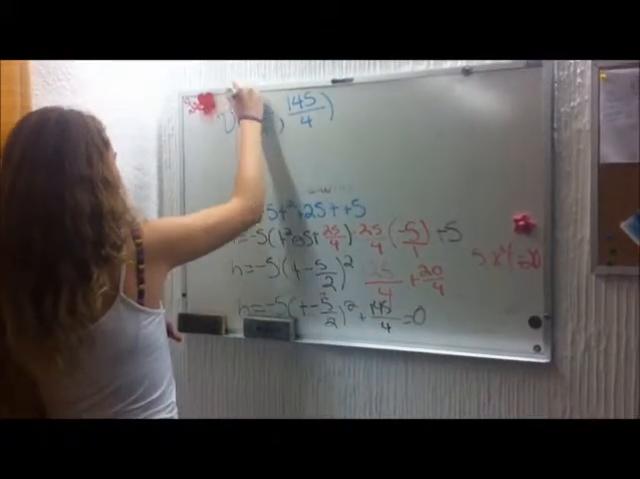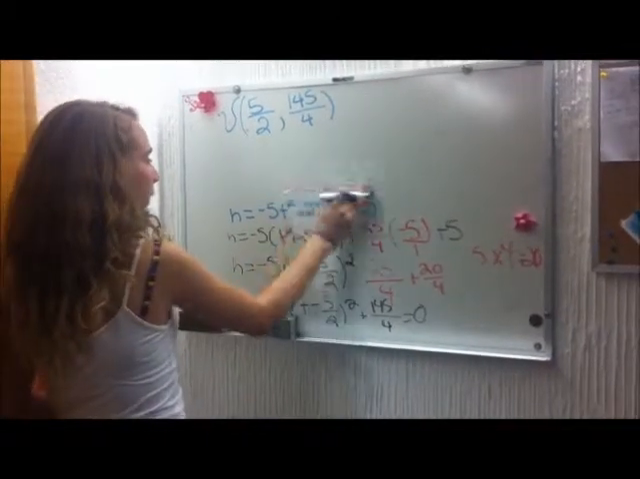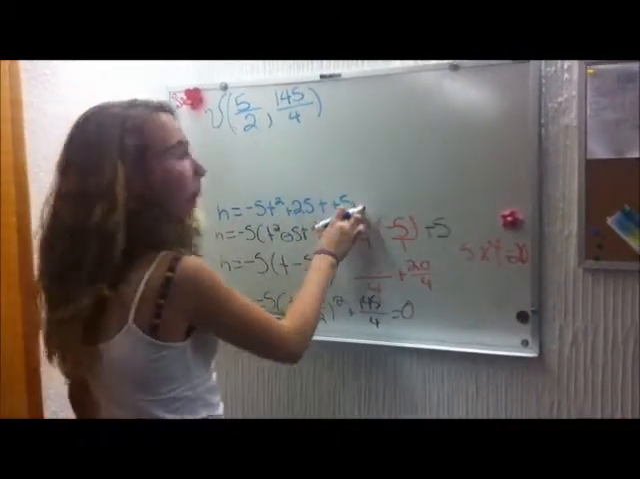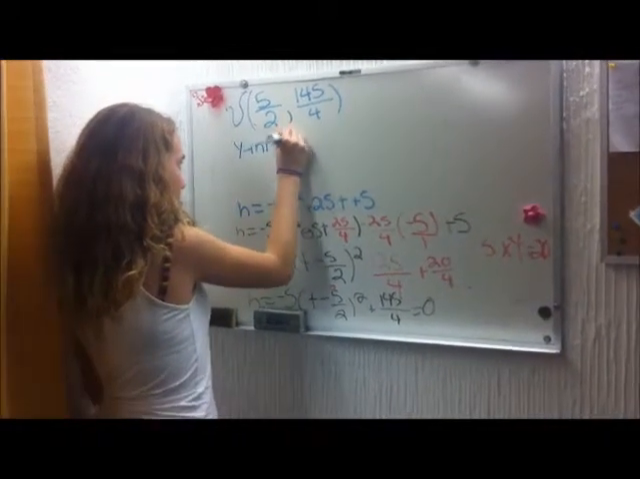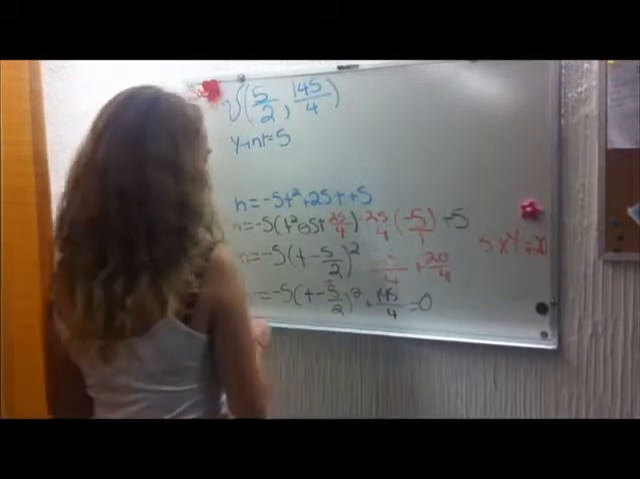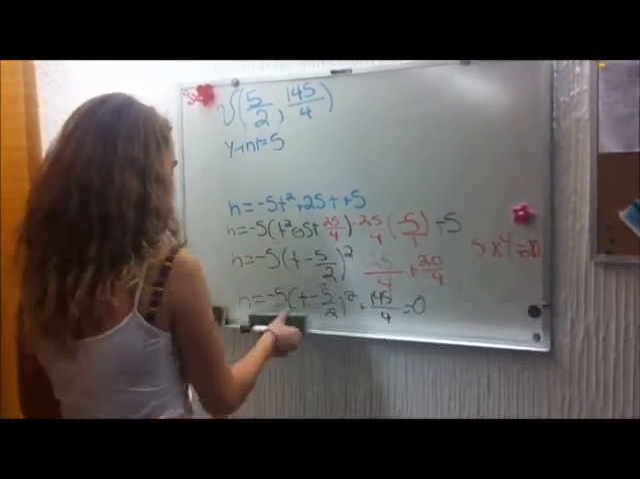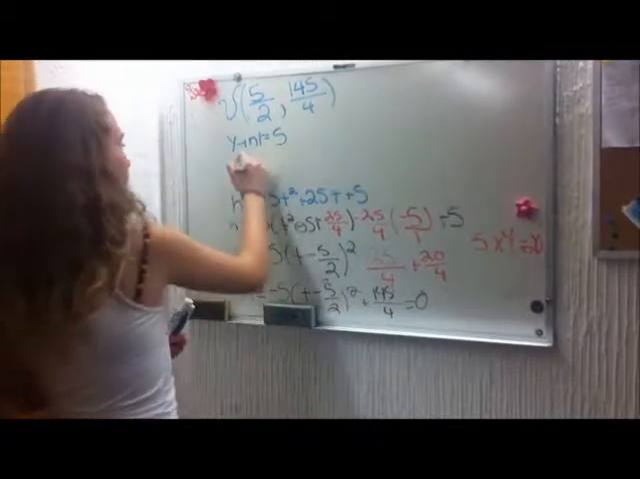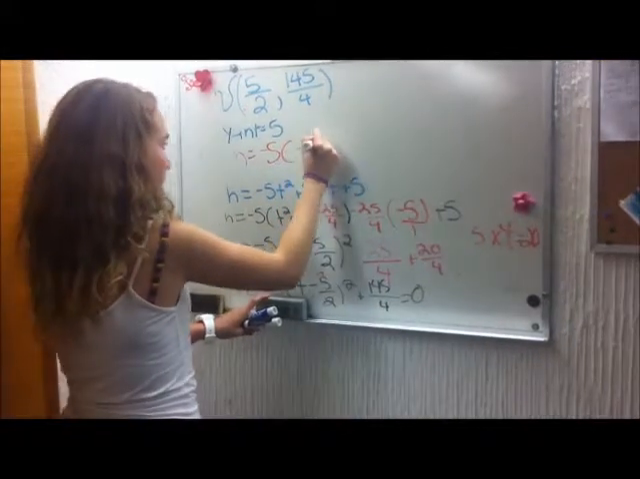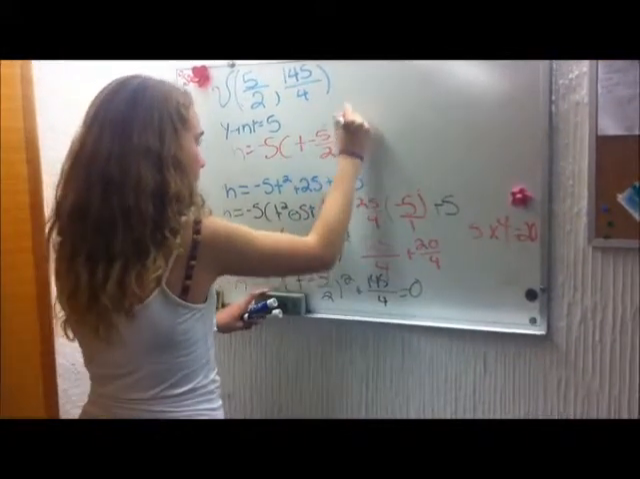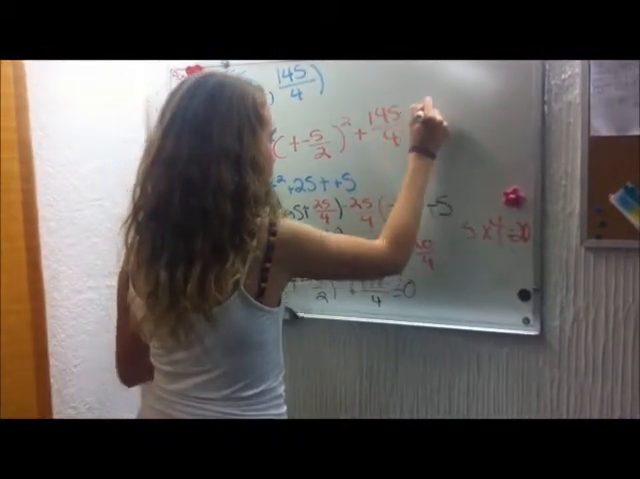And with the initial formula, if we substitute t by 0, we can get the y-intercept, that is going to be 5. Okay, so now we are here where h equals minus 5 times t minus 5 halves squared plus 145 fourths equals 0.